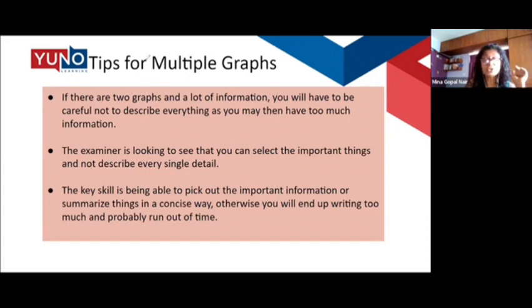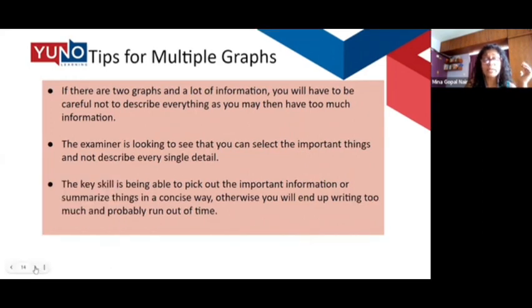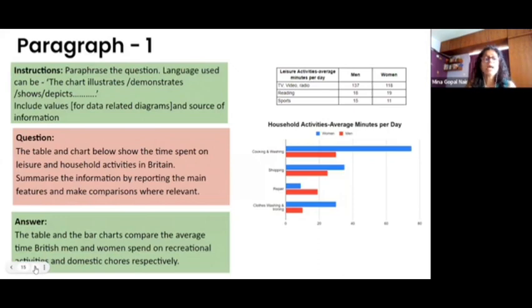So these are some points that you need to bear in mind when you are doing your multiple graphs. Now we are going to look at each paragraph separately.